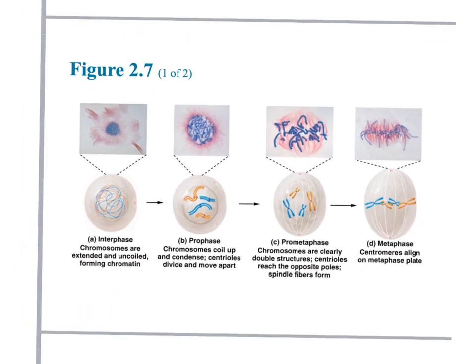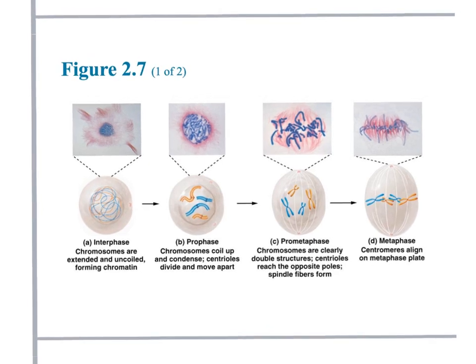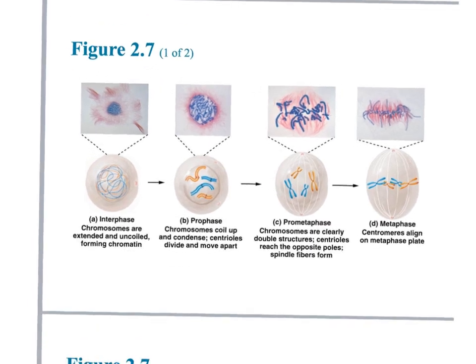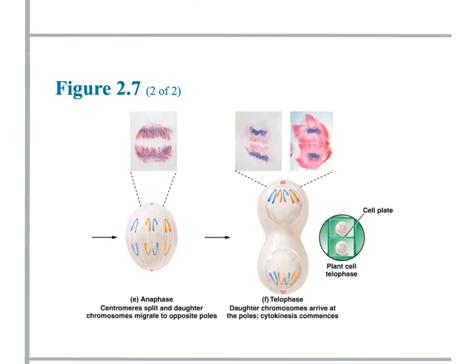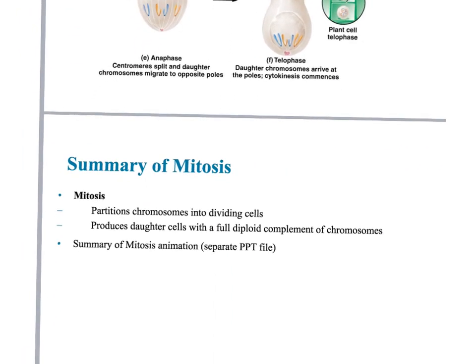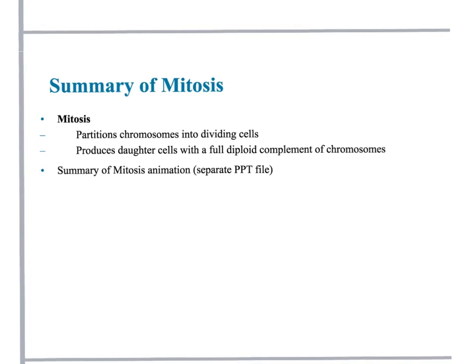So here are some more microscope pictures lined up with the graphic or simulation pictures. Same thing here. Mitosis partitions chromosomes into dividing cells, and it produces daughter cells with the full diploid complement of chromosomes. The animation I have in a separate file. I'm going to try and post that on Canvas.